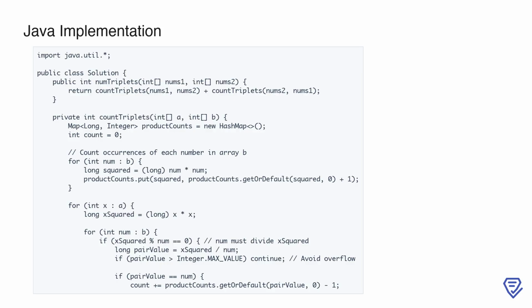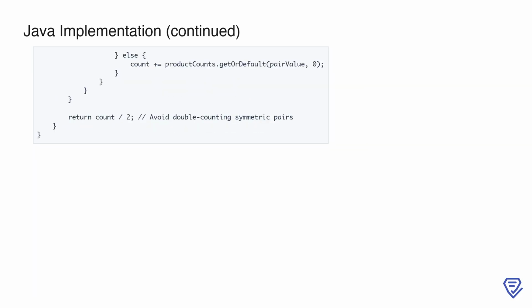Finally, if the pair value is equal to the current number, we decrement the count by 1 to avoid overcounting self-pairing cases. However, if the pair value is different from the current number, we simply add its frequency from the productCounts map to the count. This accounts for all valid pairings for the given x in array A.